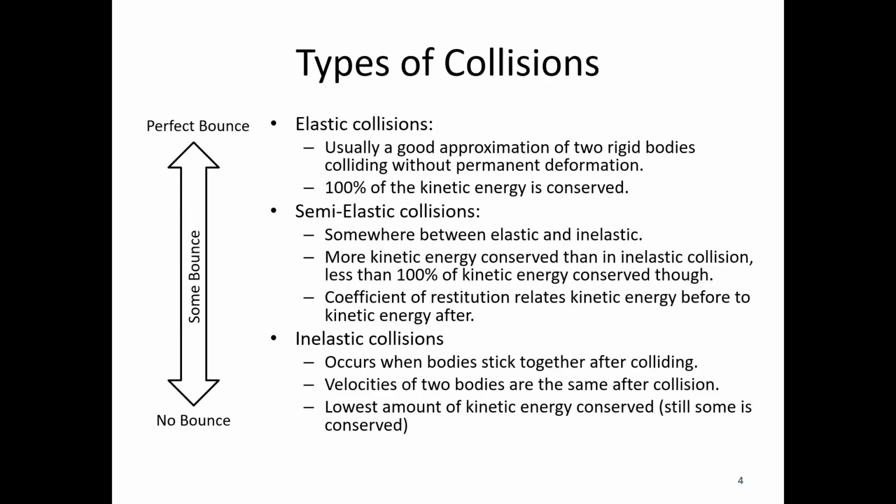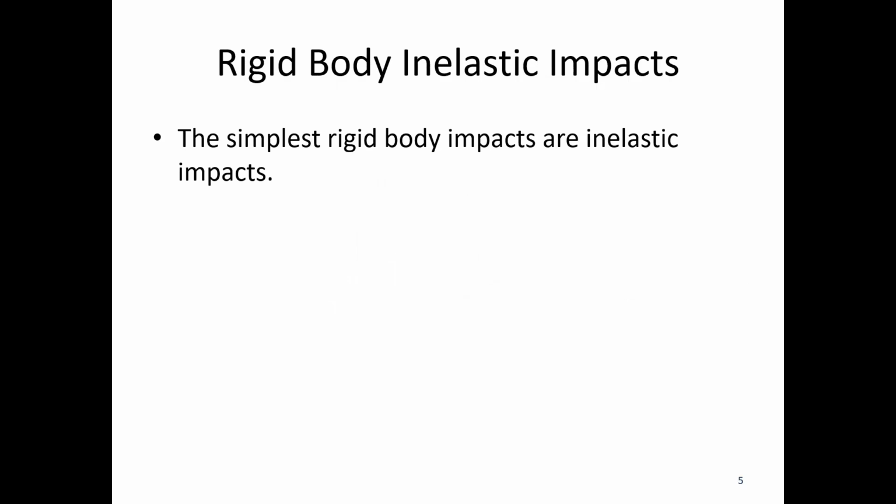All right, so just as a review, for the types of collisions, we've got elastic collisions, semi-elastic collisions, and inelastic collisions. We're going to break this down, and we're going to talk about inelastic collisions first because it's going to be the simplest, and then elastic and semi-elastic collisions as a separate issue in this topic. So again, starting with inelastic impacts, these are the simplest rigid body impacts.